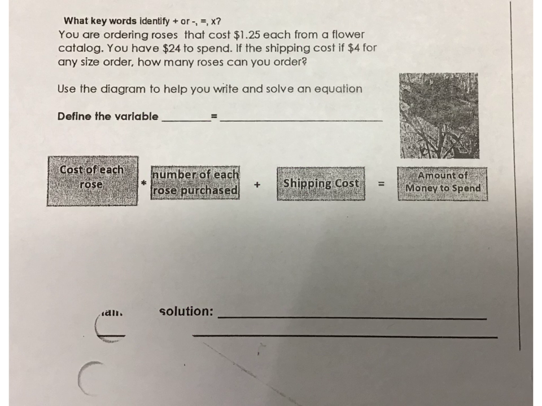For this one, you're ordering roses that cost $1.25 each from the flower catalog. You have $24 to spend. If the shipping cost is $4 for any size order, how many roses can you order? So again, let's underline our keywords. Cost $1.25 each. You have a total of $24 to spend, and it costs $4 for shipping. And we want to know how many roses. That is our question mark. So defining our variable is N, the number of roses.